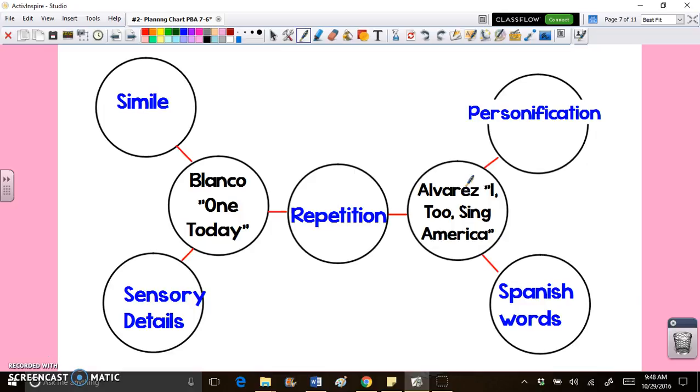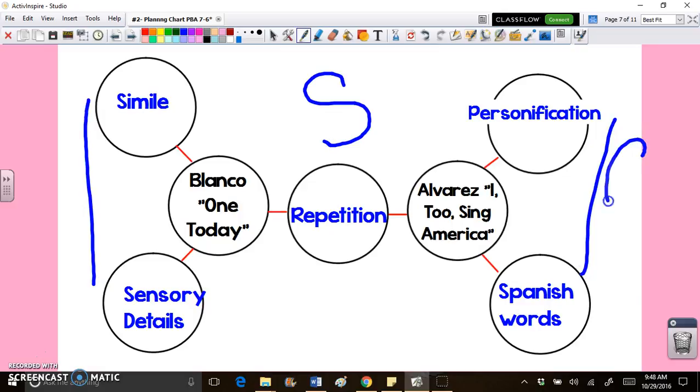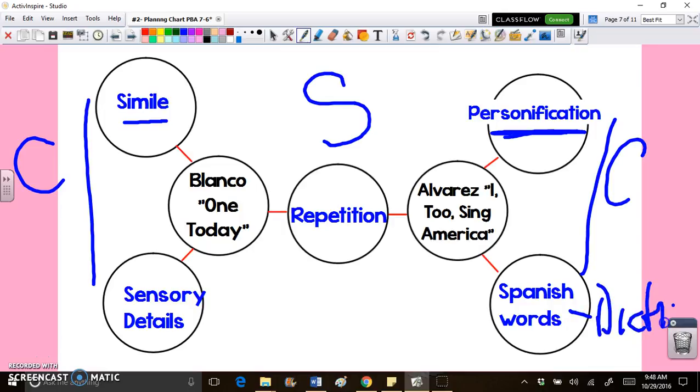We know that double bubble maps are used to compare and contrast. The bubbles in the middle are the similarities, and then the bubbles on the side are the contrasting, the things that are different. So Richard Blanco used simile and sensory details, which is a little different from Julia Alvarez. Even though a simile is figurative language, and Julia Alvarez also used figurative language, her figurative language is a little different. She used personification. And another difference is her use of Spanish words, which we can refer to as part of the category diction. It's word choice. But then the similarity is that they both use repetition.